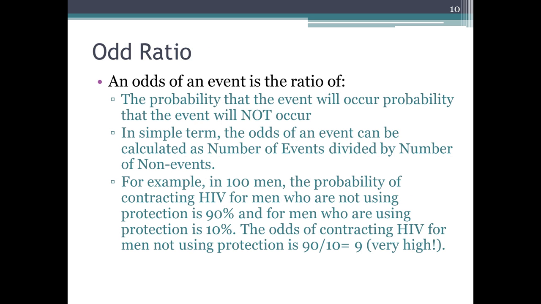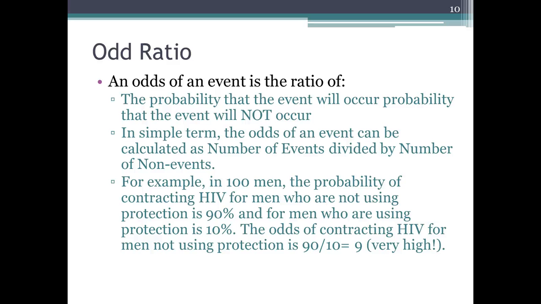So let's start with what is an odd ratio. Well, an odds of an event is simply the ratio of the probability that the event will occur versus that the event will not occur. In simple terms, the odds of an event can be calculated by simply dividing the number of events by the number of non-events. Very simple.